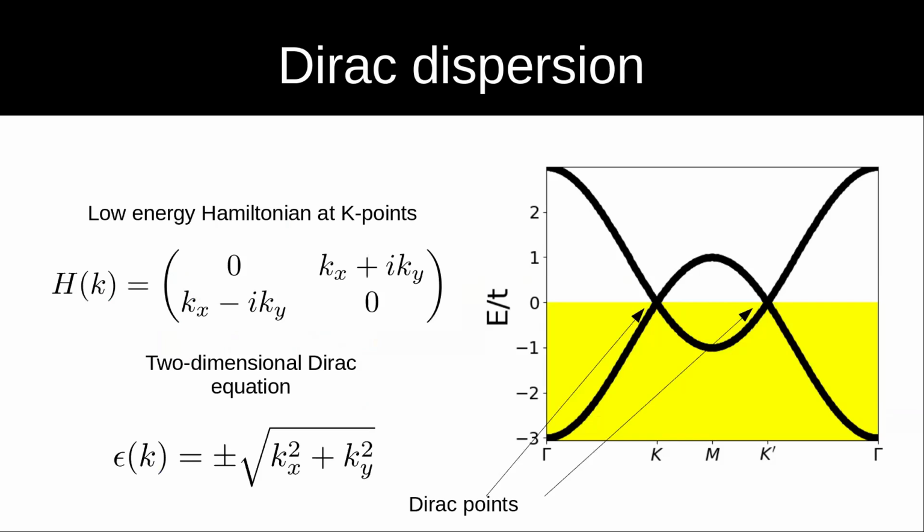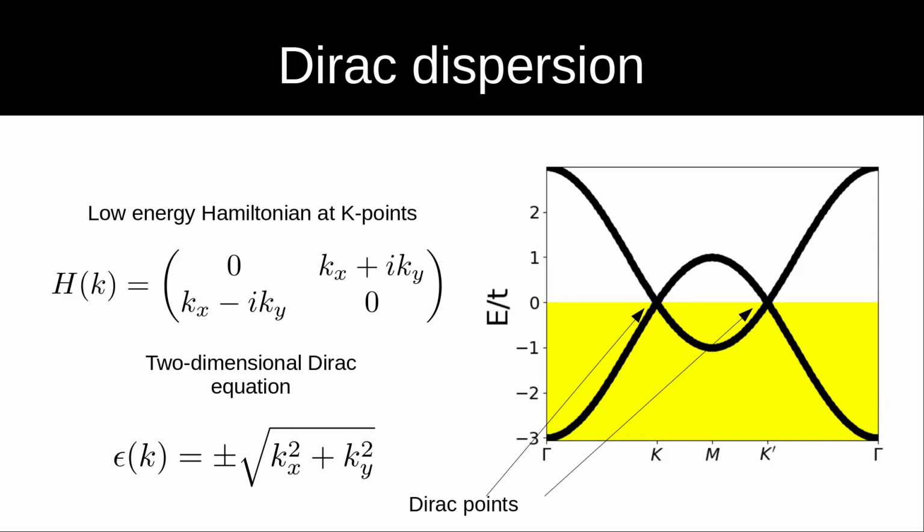A way of understanding this from an analytical point of view is just by doing a low energy expansion to your Bloch Hamiltonian. So if you take the honeycomb lattice and you try to write down the Bloch Hamiltonian, you will see that you only have off-diagonal elements in your Hamiltonian, because effectively you only have couplings between opposite sublattices.